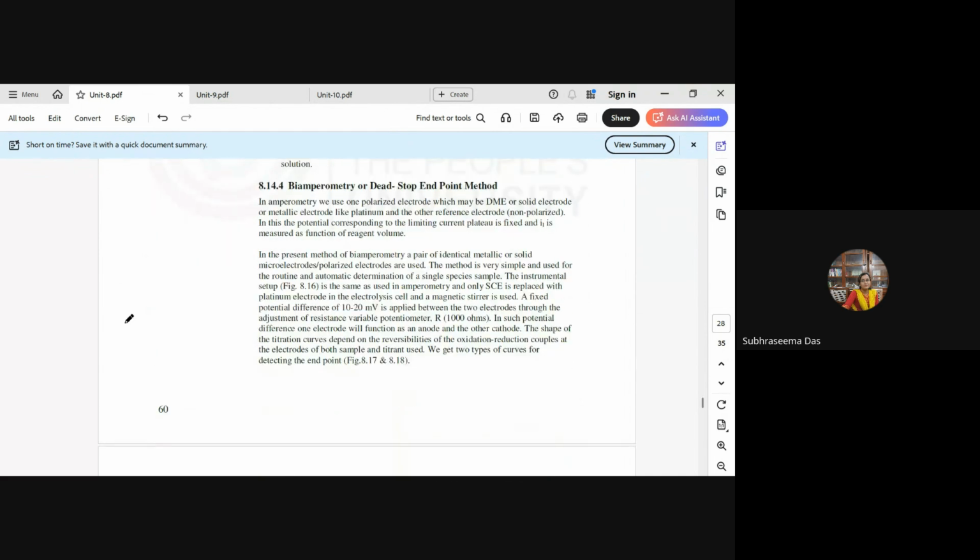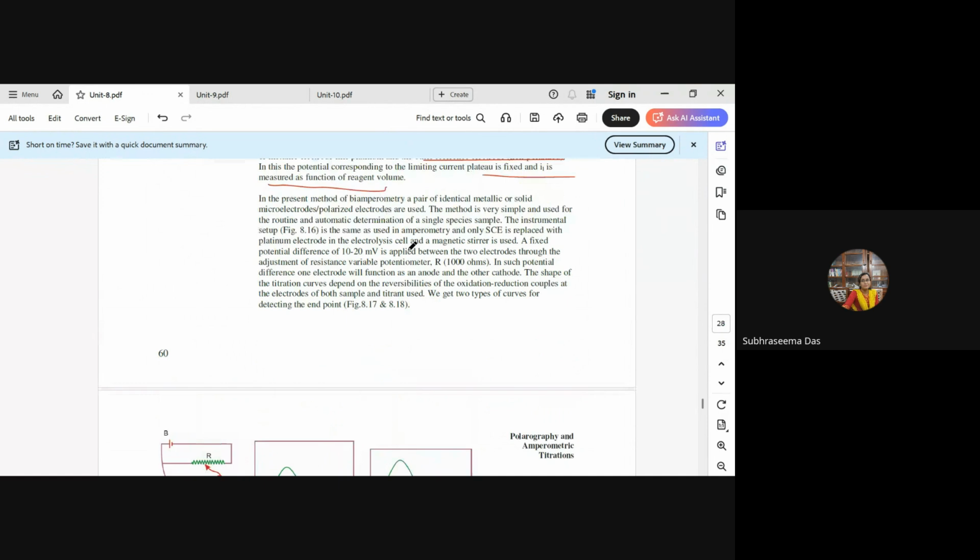Then coming to biamperometry or the dead stop endpoint method. In amperometry, we use one polarized electrode, which may be a DME, or a solid electrode or metallic electrode like platinum, and the other a non-polarized reference electrode. In this, the potential corresponding to the limiting current plateau is fixed, and the current is measured as a function of the reagent volume. In the present method of biamperometry, a pair of identical metallic or solid microelectrodes are used.